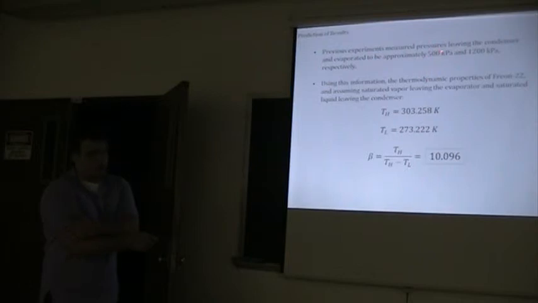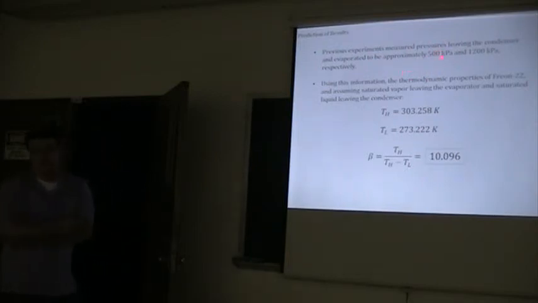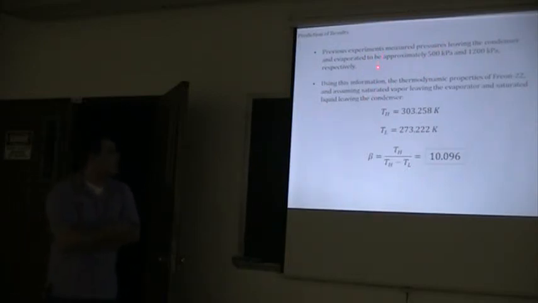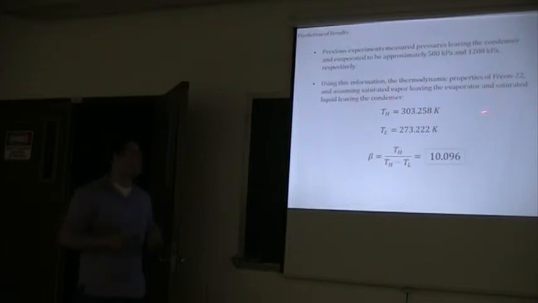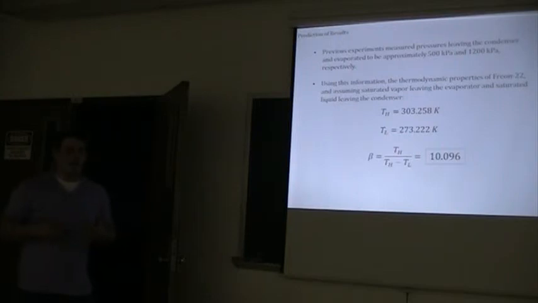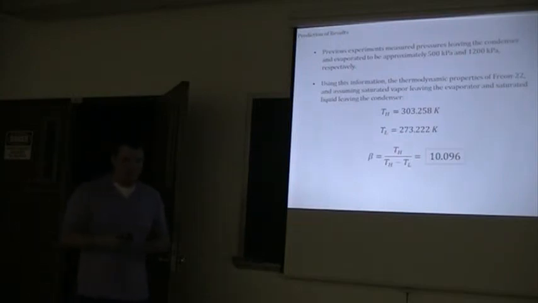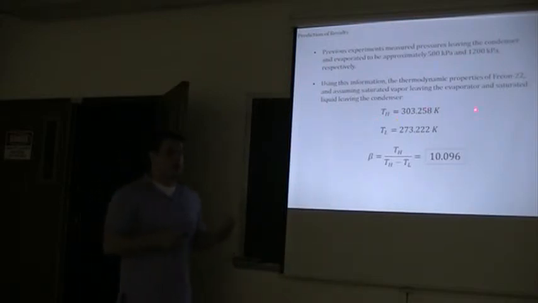So in the previous experiments, the way I interpreted this is that we had these pressures of 500 kilopascals and 1200 kilopascals. 500 coming out of the condenser, that was the pressure of the Freon coming out of the condenser, and 1200 kilopascals was the pressure coming out of the evaporator. So using this, I used the data sheet on Freon 22 provided by Dow, and I was able to figure out what temperatures Freon would be at those pressures.